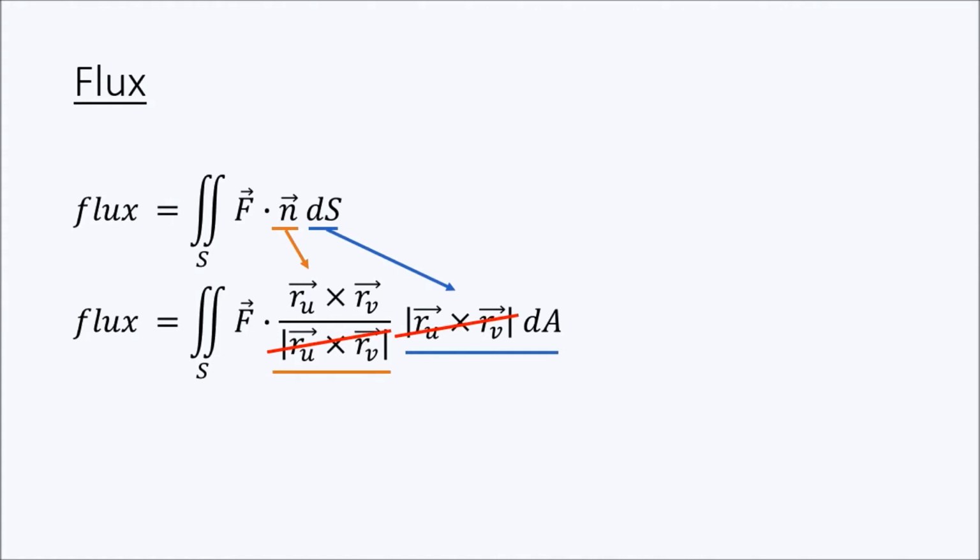right? That's the same magnitude. So those magnitudes will cancel out. So flux is really just going to be the dot product of F with that cross product, and then dA. And again, we'd have to scale it though. But this gives us other notations for flux as well that you might see.